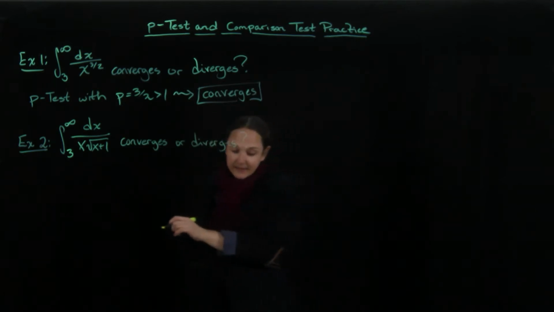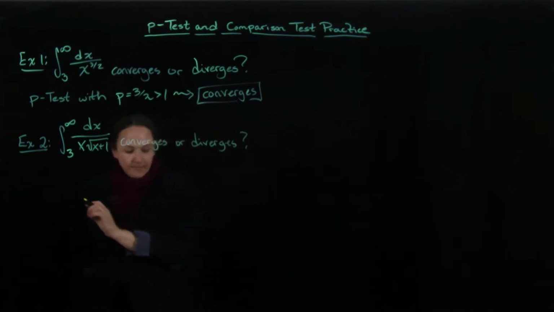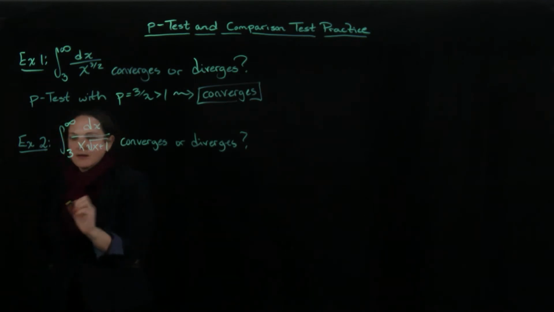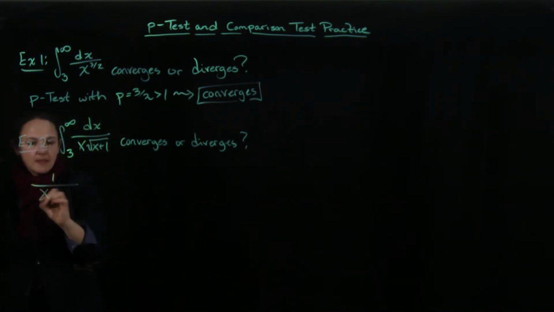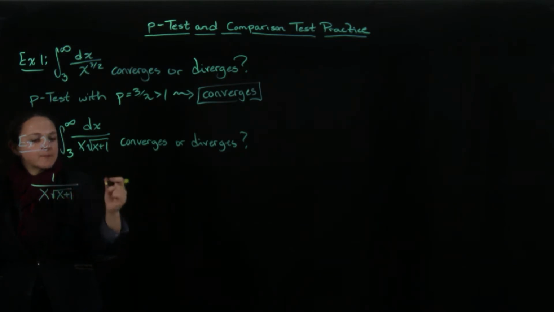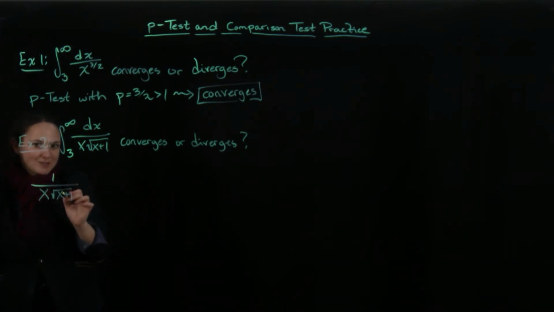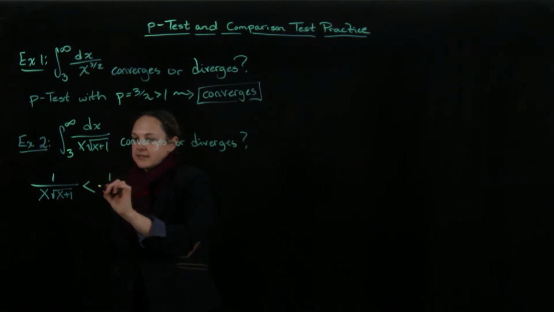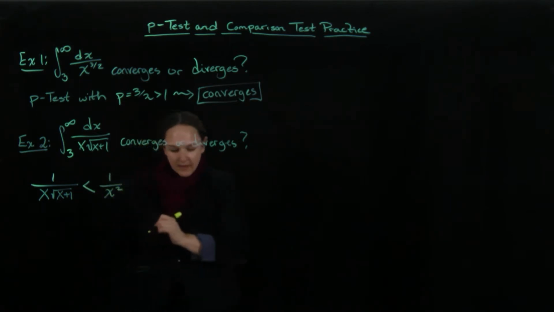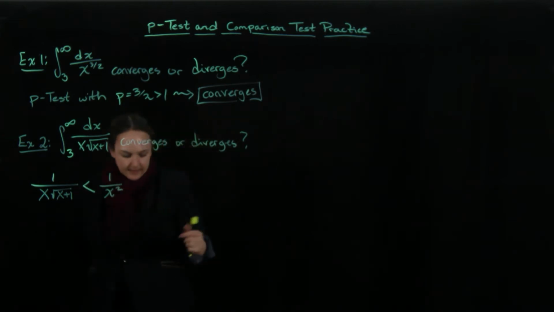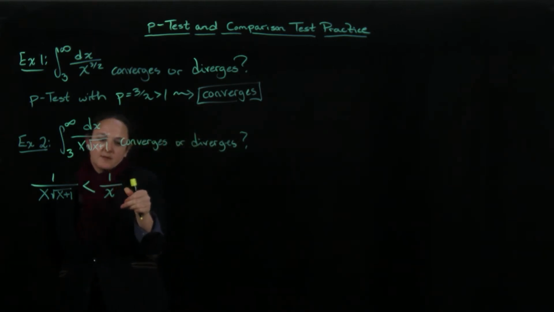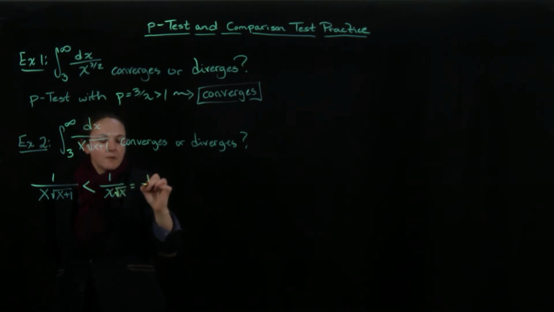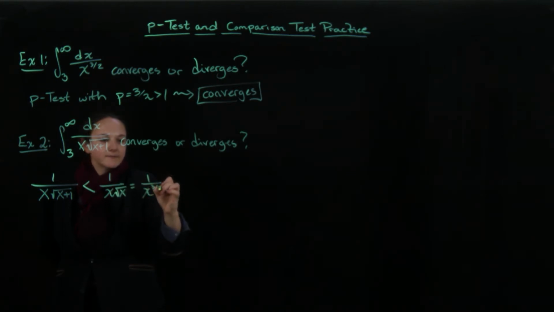We can't directly apply the p-test, but we can combine this with the comparison test. So we know what this is less than. We have 1 over x times the square root of x plus 1. The bottom is bigger here, and when the bottom is bigger, the whole thing is smaller. So this is actually less than 1 over x times the square root of x, which equals 1 over x to the 3 halves.